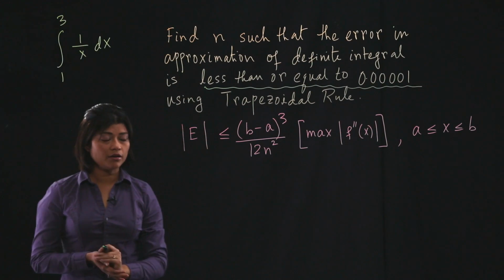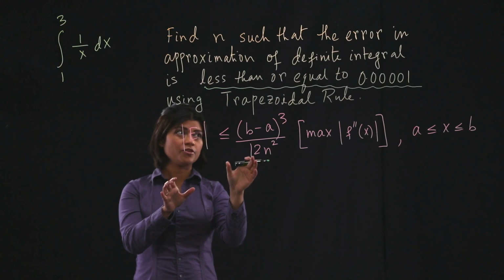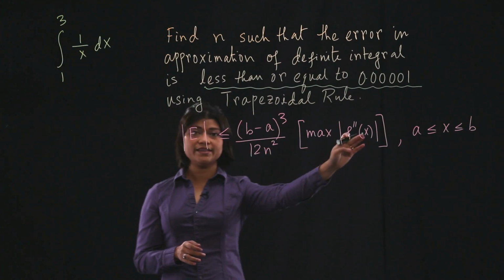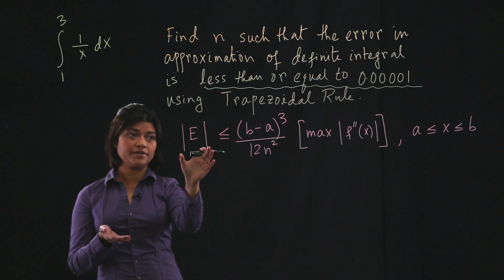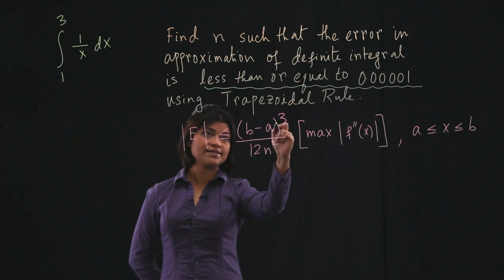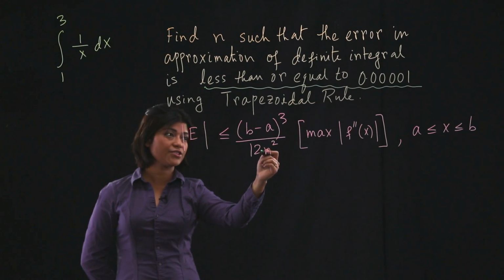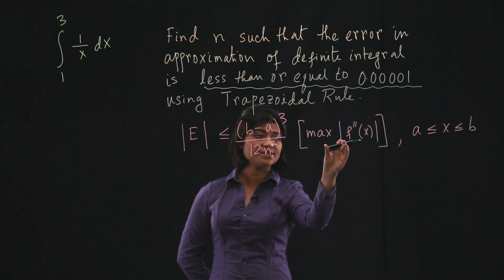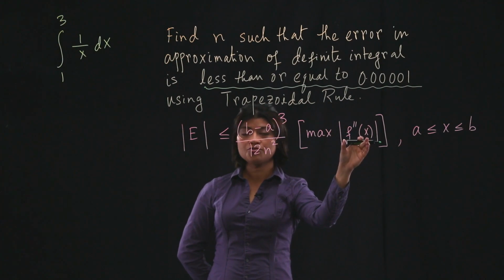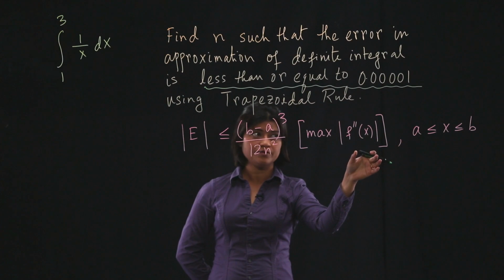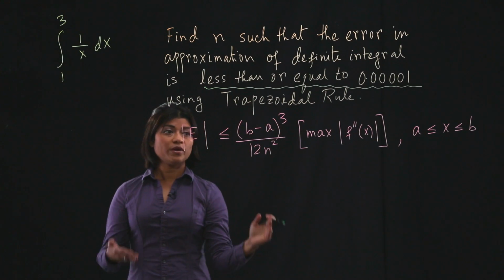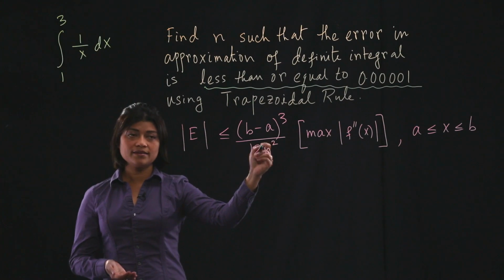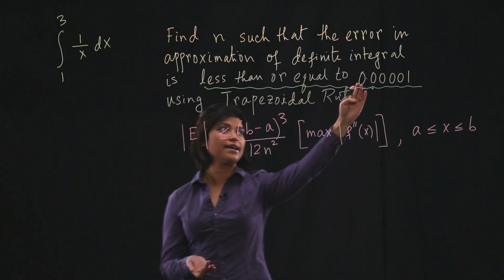Also recall that the error for the trapezoidal rule is given by this formula right here. E is the error, and the absolute value of it is less than or equal to (b minus a) cubed divided by 12n squared, times the maximum of the absolute value of the second derivative of the function inside a and b. So we have to figure out what this n is so that the error is less than or equal to this value.